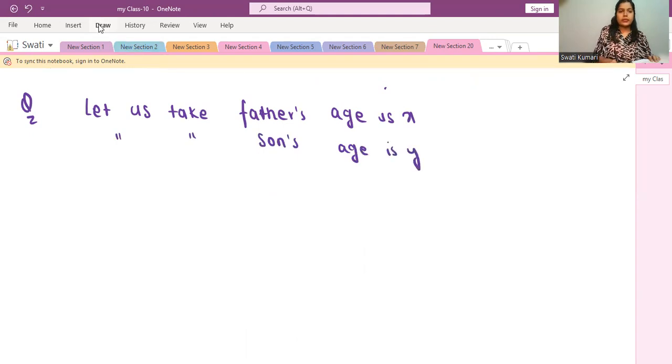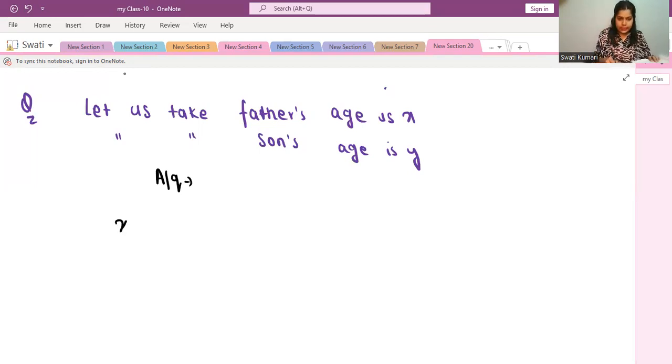Okay, now let's move ahead. According to the question, this is a symbol, or in short form we can write, according to question. Now the first sentence is that the sum of the ages of a father and his son is 45 years.